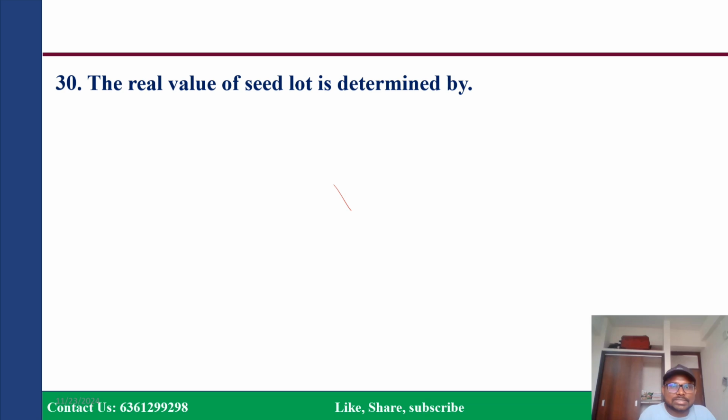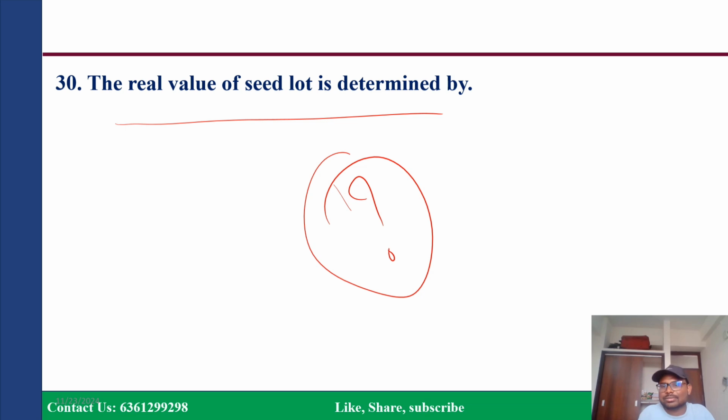The real value of a seed lot is determined by... please answer in the comment box. Okay, it's a very easy question.